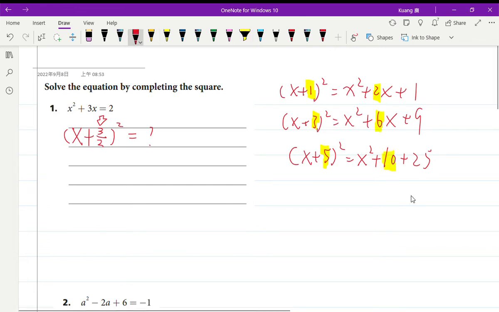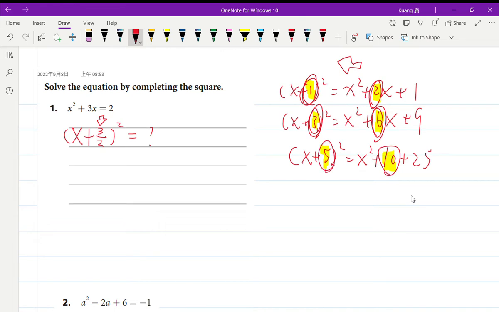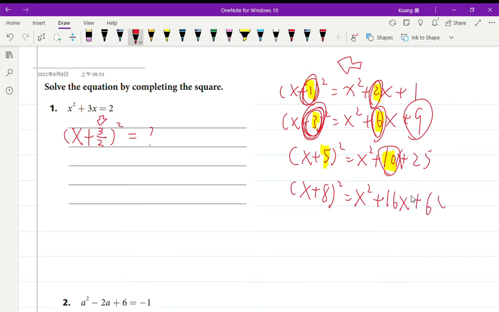So if you want to do it backward, you want to make this become this. You take this coefficient divided by 2 to become here. This coefficient 6 divided by 2 becomes this. 10 divided by 2 becomes 5. Right? And then this number is the square of this number. So 9 is 3 squared. So if you see x plus 8 squared, you know that's x squared plus 16x plus 64. Alright, so here is 1.5, 3 over 2.